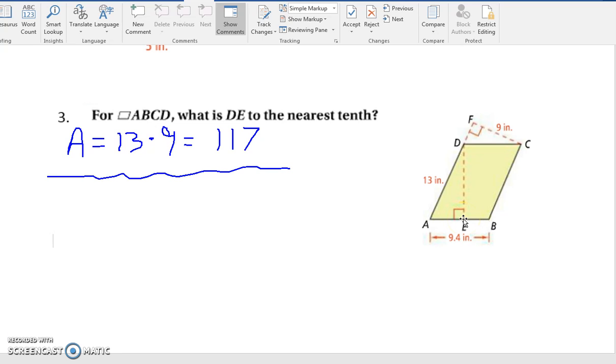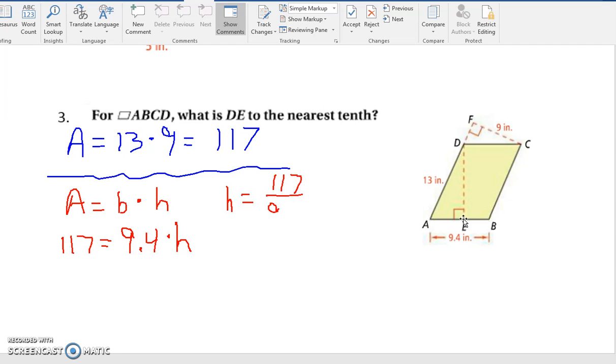So I'll pick a different color here, go back to red. So now, if area equals base times height, I know the area of this shape has to be 117. In this perspective, the base is 9.4, and I'm trying to solve for the height. So we would divide by 9.4 on both sides, so the height will equal 117 divided by 9.4. Okay, so 117 divided by 9.4, and we get 12 point, let's see, they say round to the nearest tenth, so 12.4. So H in this case would equal 12.4.